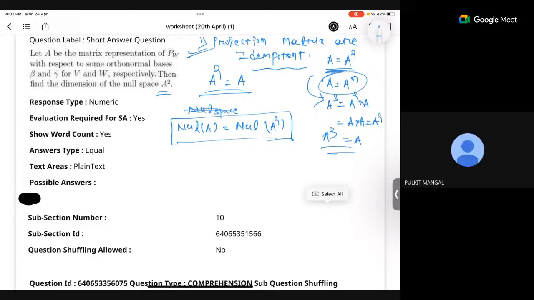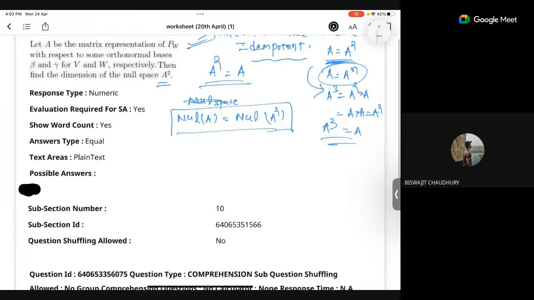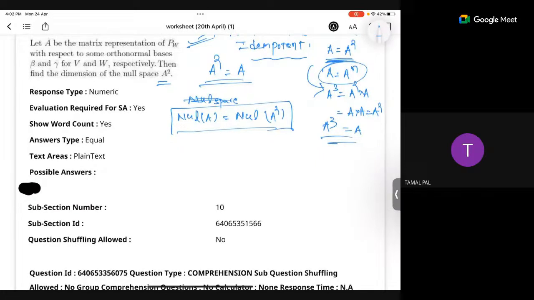Yes, sir. Sir, can you explain the question? I could not understand it. Here, with respect to beta and gamma, beta comes from V and gamma comes from W, and they are orthonormal bases. Orthonormal means the mutual inner product of the vectors has to be zero, and the norm has to be one. That is orthonormal.